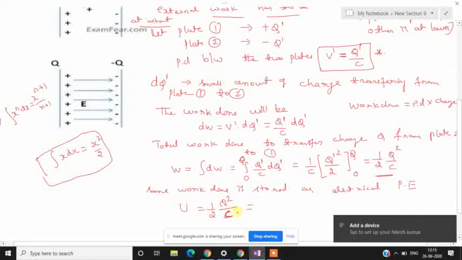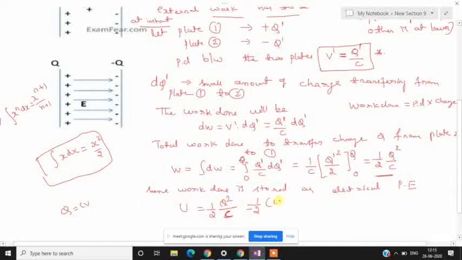Now you can change these expressions. I know what q is: q will be equal to CV. I can substitute here. If I substitute q is equal to CV, I get CV whole square divided by c. 1 c goes with 1 c, so it will be left out as 1 by 2 CV square. This is also one expression for energy stored.